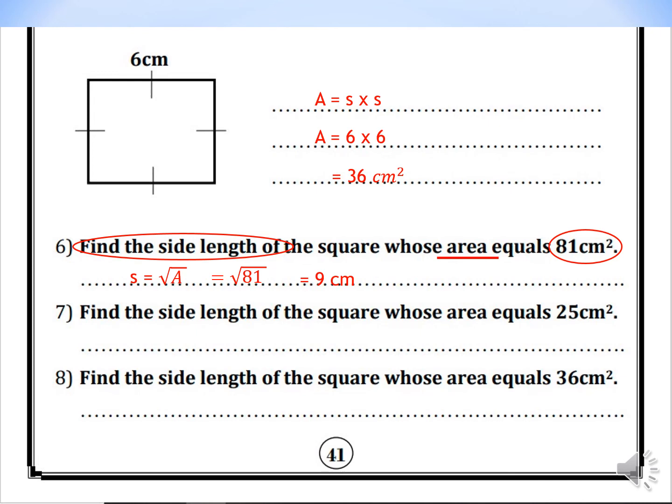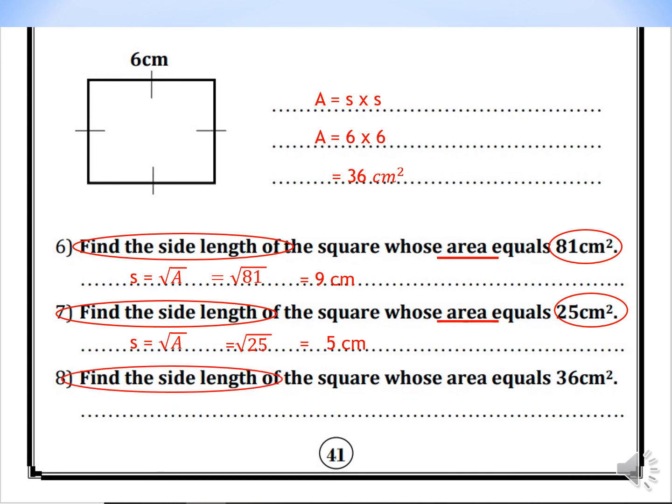In number 7, find the side length of the square whose area is 25 centimeters squared. Again, the side equals the square root of the area. On your calculator, press the square root button and then put 25. You will find the answer is 5 centimeters.